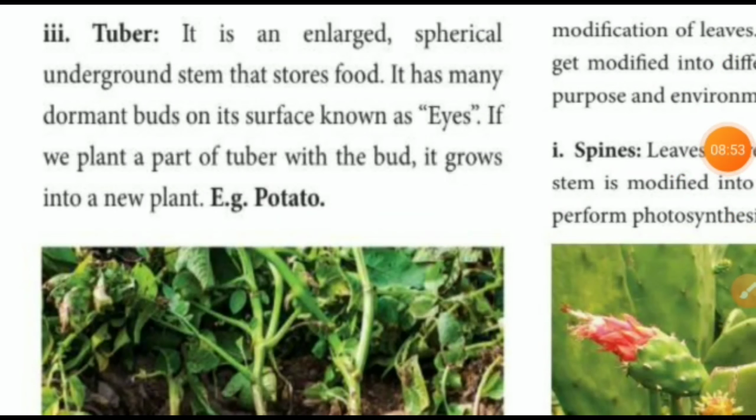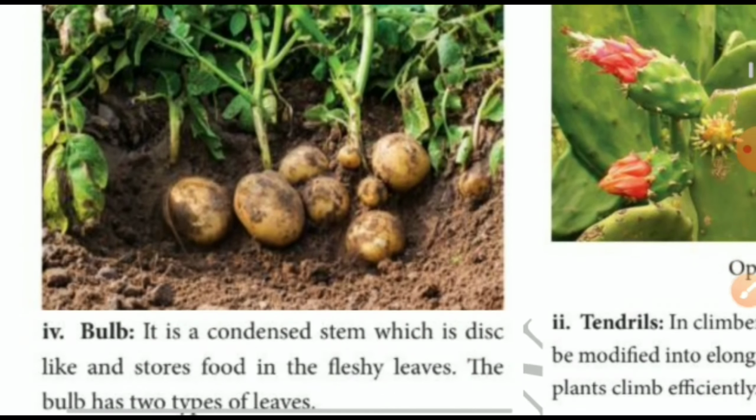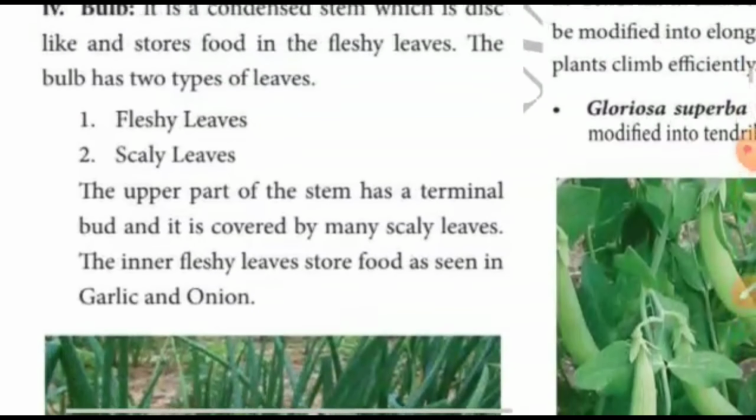Next, tuber. The stem part stores the food material. It grows into a bulge-like structure. It is an enlarged spherical underground stem that stores food. It has many dormant buds on its surface known as eyes, and those buds produce new plants. Example, potato.